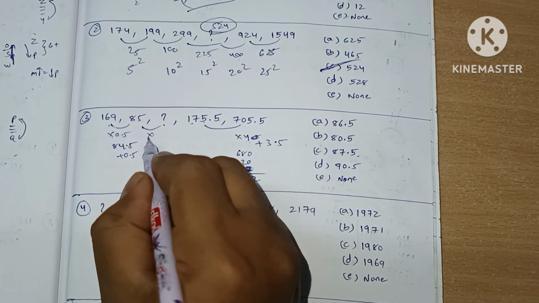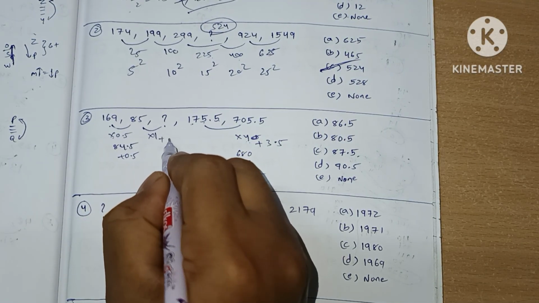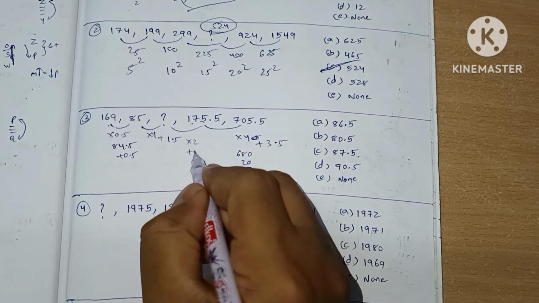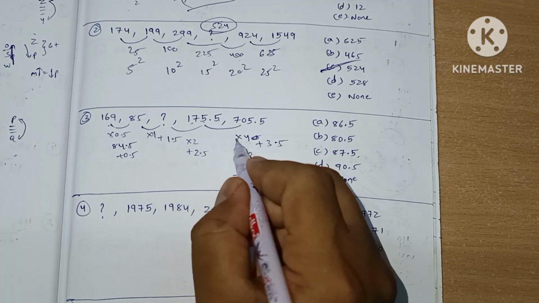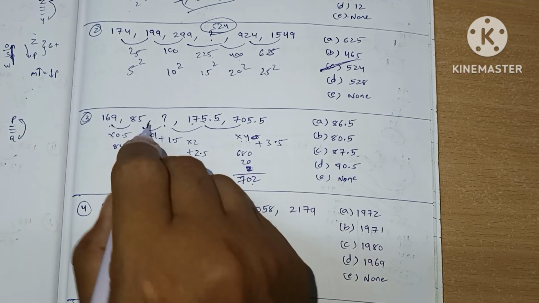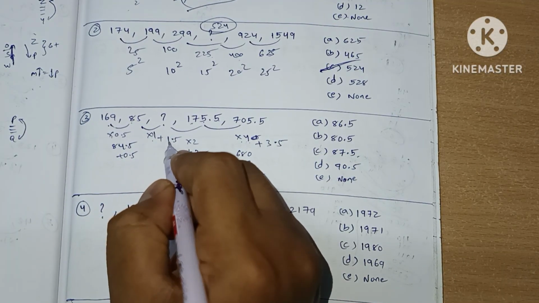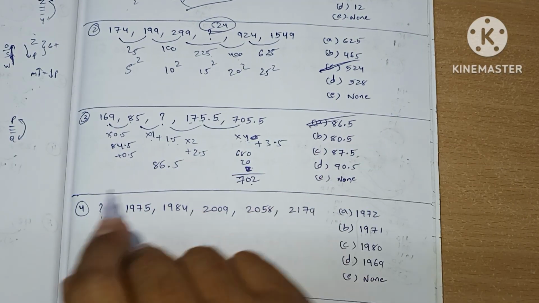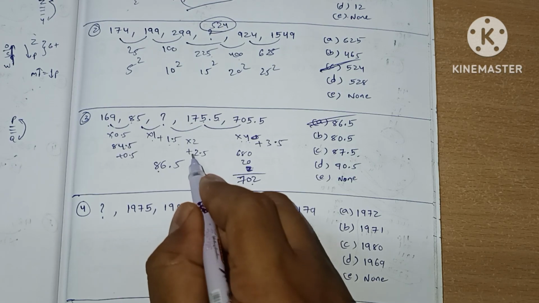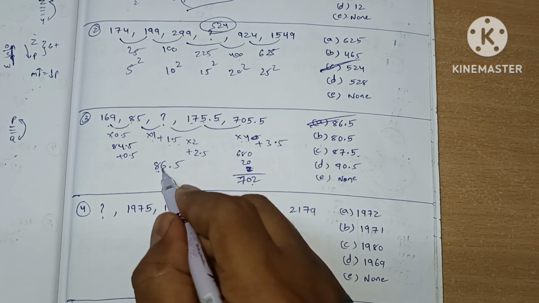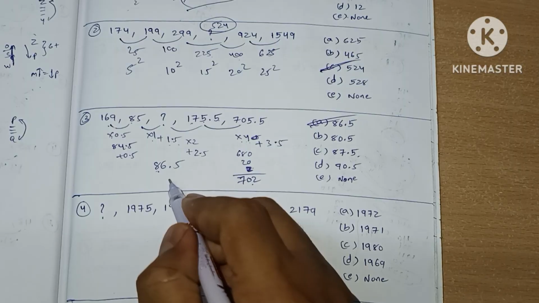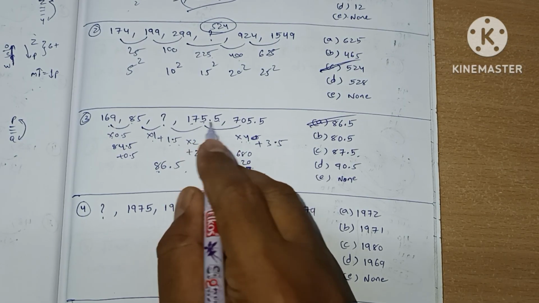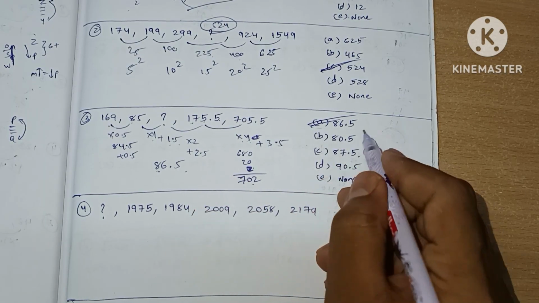Here into 1 plus 1.5. In this case into 2 plus 2.5, into 4 plus 3.5. So 85 into 1 times will be 85, plus 1.5 will be 86.5 is our answer. Option A. 86.5 into 2 times will be 173, plus 2.5 will be 175.5. So our answer will be 86.5.